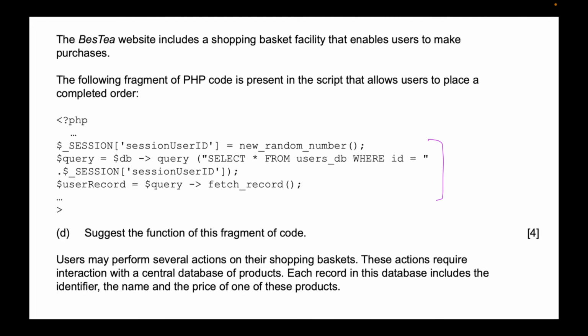So right here we need to suggest the function of the fragment of code. We have a user ID that's been stored as a session, presumably that's been put in at some other time. We're going to look in the user database for any data associated with that user ID, and then we're going to get that data right here. So this is our query. We're building a query to get any data associated with this particular session user ID. And then once we've done that, we're going to get any records associated with that, and presumably display it.